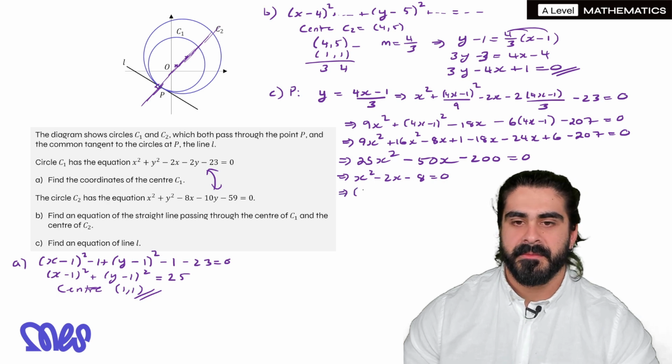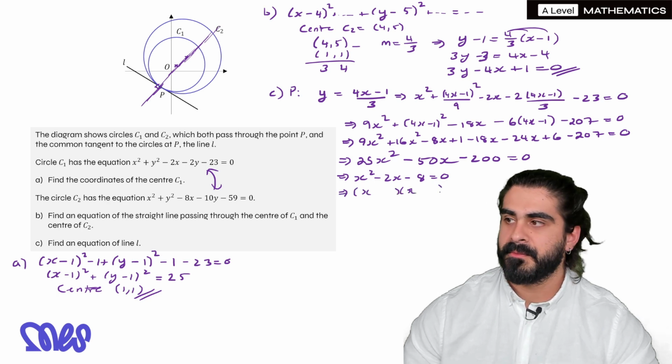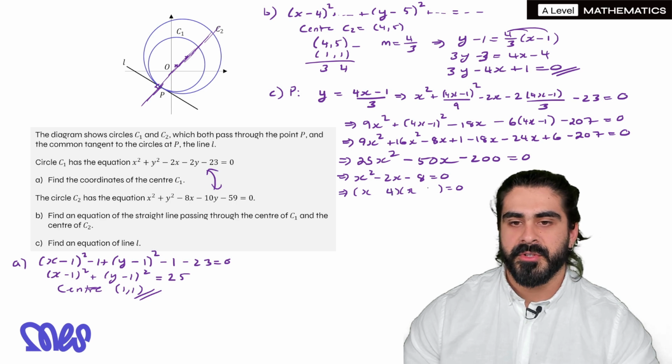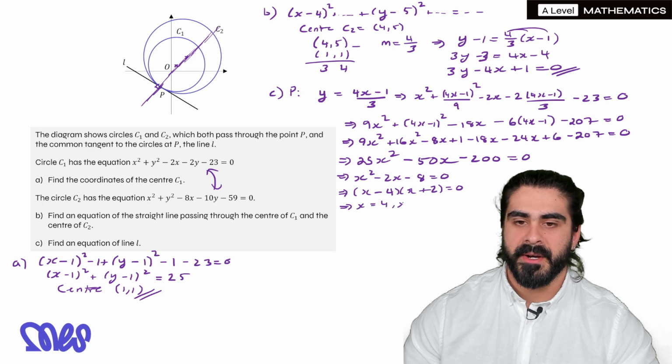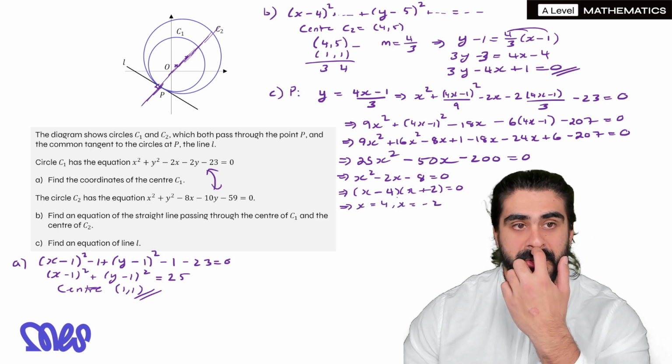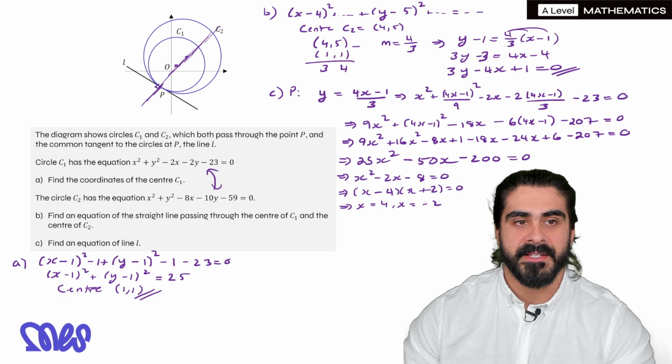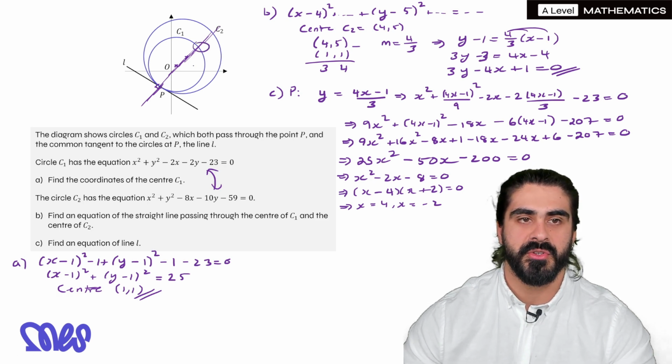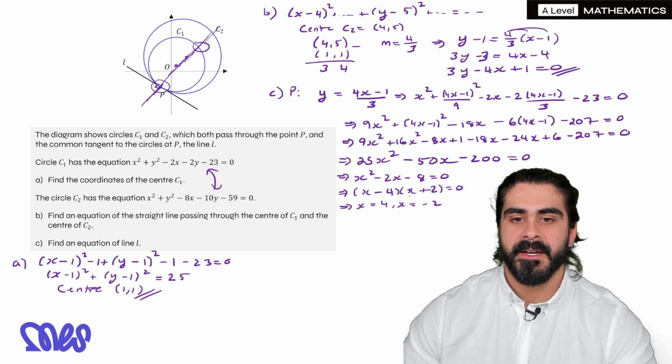Factorizing, we're going to have 4 and 2. We're going to have minus 4 plus 2. So x is 4 or minus 2. Then you've got to decide which one do we want. Well, clearly P is the negative version. Remember, we're solving where the line meets C1. So there's two solutions. There's that one and P. So we're interested in minus 2.